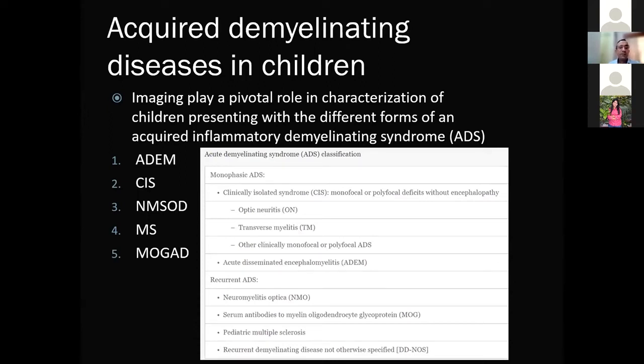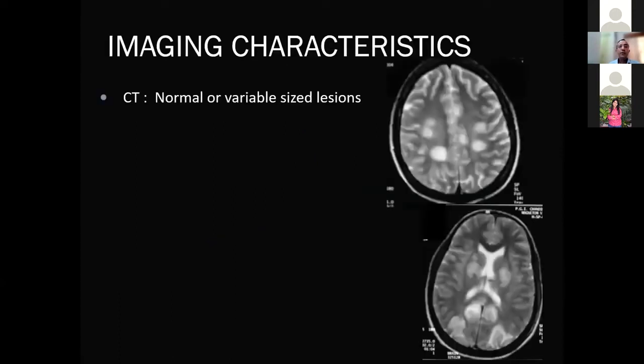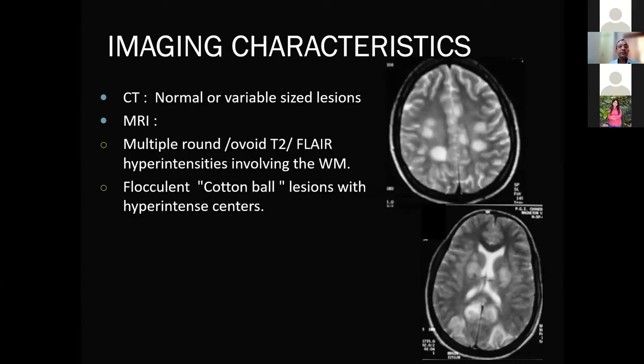There is a wide spectrum from ADEM to the NMO spectrum disorders. In ADEM, it may be a monophasic, recurrent ADEM, or the multiphasic ADEM. On imaging, the CT shows a variable sized hypodense lesion, or it may be normal in the initial stage of the disease. MRI characteristically shows multiple round ovoid T2 or FLAIR hyperintensity involving the white matter.